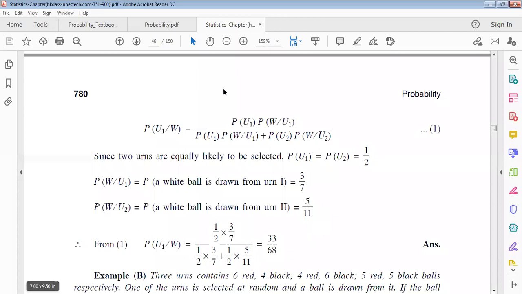Now from equation 1, just putting the values, the probability of coming from the first urn when it is a white ball equals, putting values from here: probability of u1 equals half, then probability of w given u1 is 3 by 7, then probability of u1 half, then probability of w when it comes from the first urn 3 by 7, plus probability of the second urn half, and probability of a white ball when it comes from the second urn 5 by 11. This is the result.